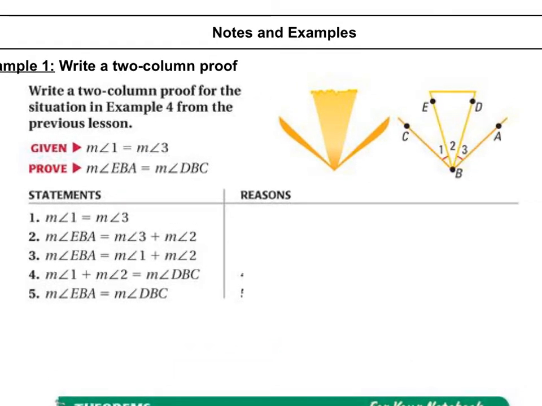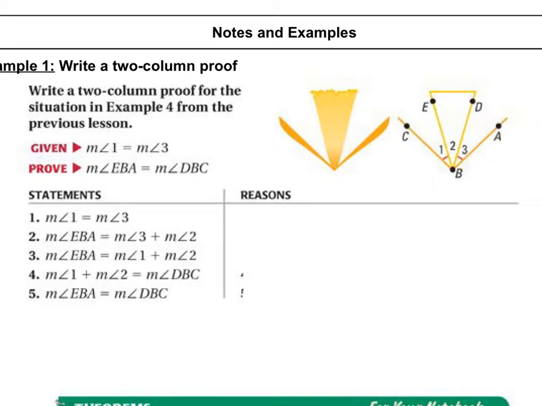and this two-column proof is trying to take what is given, measure of angle 1 equals the measure of angle 3, and we're trying to prove that angle EBA is congruent to DBC. Alright, so let's get started.